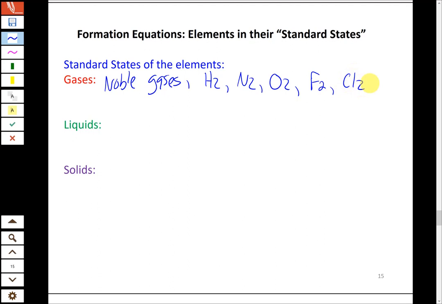So these are all the elements that are gases. Noble gases would just exist as the element. They're not diatomic. That would just be He, Ne, Xe, and so on for the noble gases. And then these diatomic main group elements are all gases.